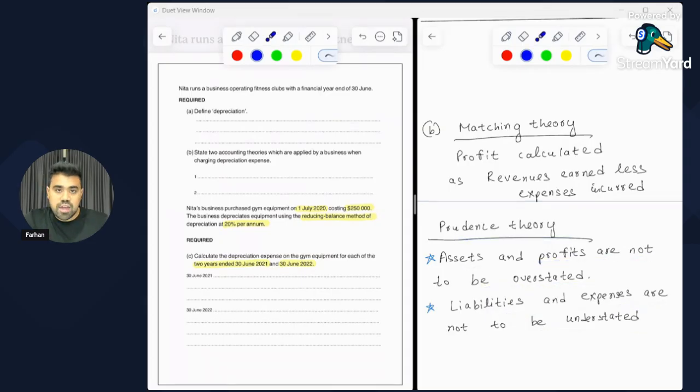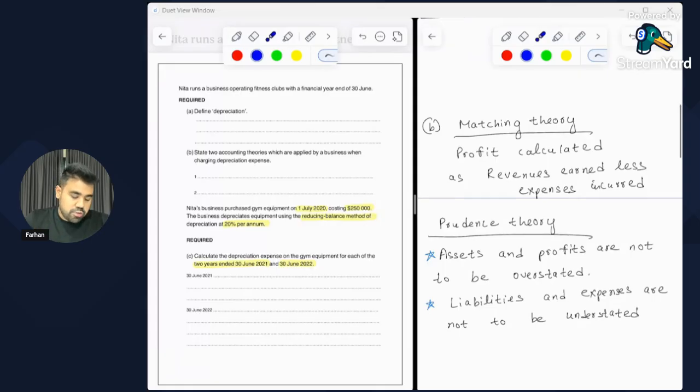So you do not want to understate your expenses, because if you understate your expenses, what happens is you incorrectly overstate your profits, and you also incorrectly overstate your assets when you find the net book value when preparing the balance sheet. So you must ensure that the depreciation is always accounted for based on the consumption of economic benefits and the allocation of the cost over the useful life of the asset. So the prudence theory, as we can simplify, states that we do not overstate assets and profits, and we also ensure that liabilities and expenses are not understated. Okay? All right, so let's move to the calculation section for this question.